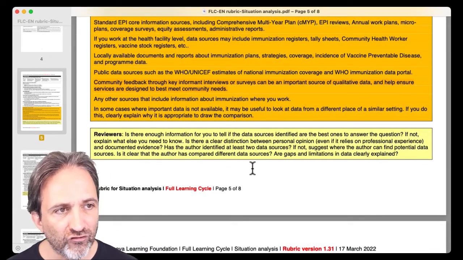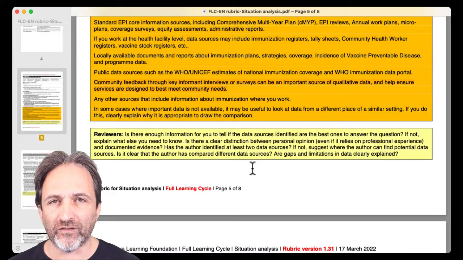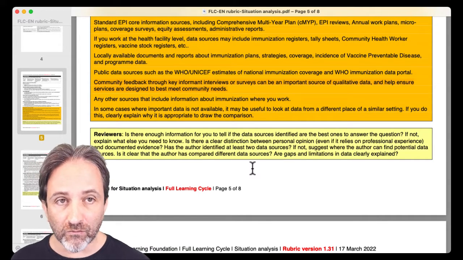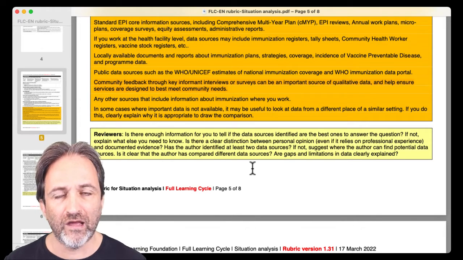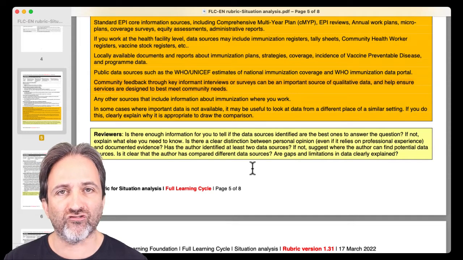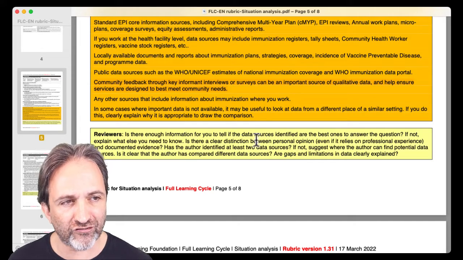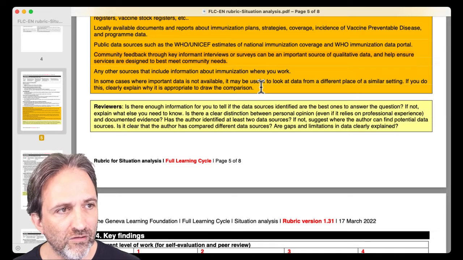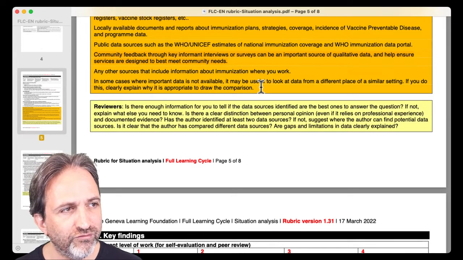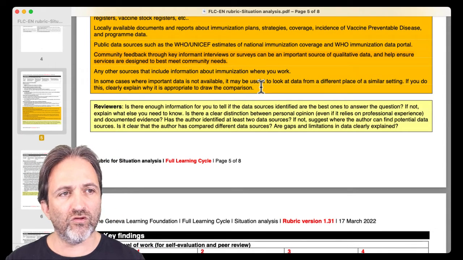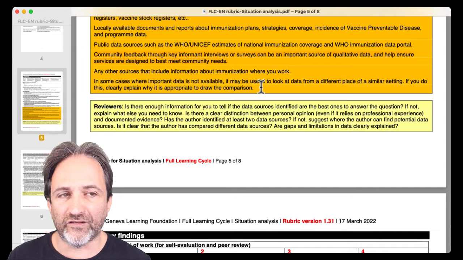Now, any other sources, anything else that includes information about immunization where you work, as well as other things about your local context that may be important to understand, to build an accurate picture of the situation in relation to your challenge in order to be able to answer the question that you're asking. Now, in some cases where data is not available, you can look at data from a different place of a similar setting. And if you do that, you're going to have to justify why it's appropriate to draw the comparison.